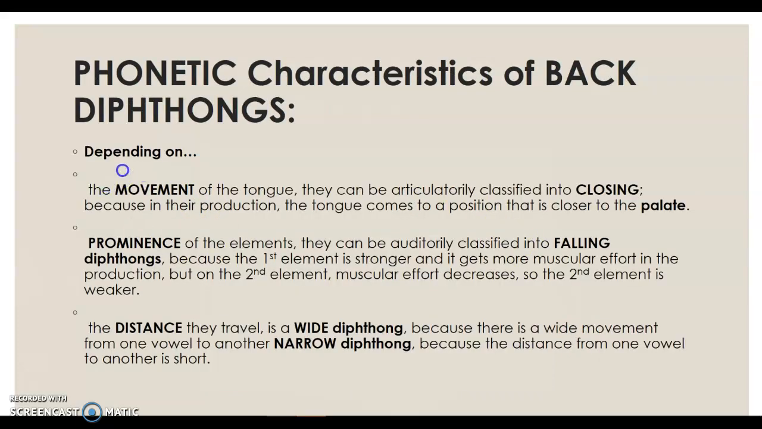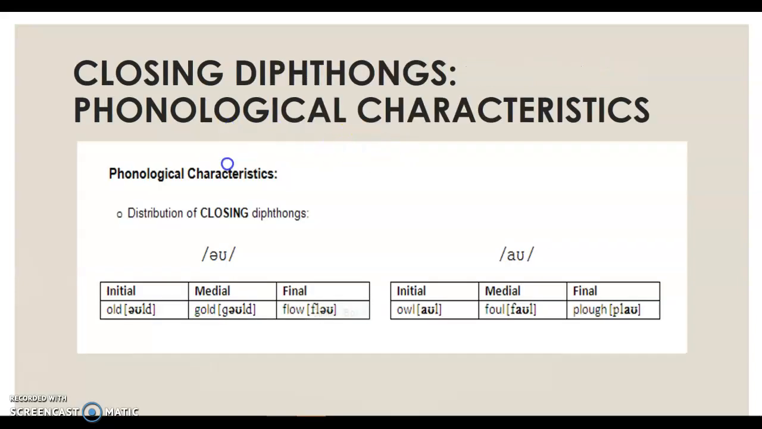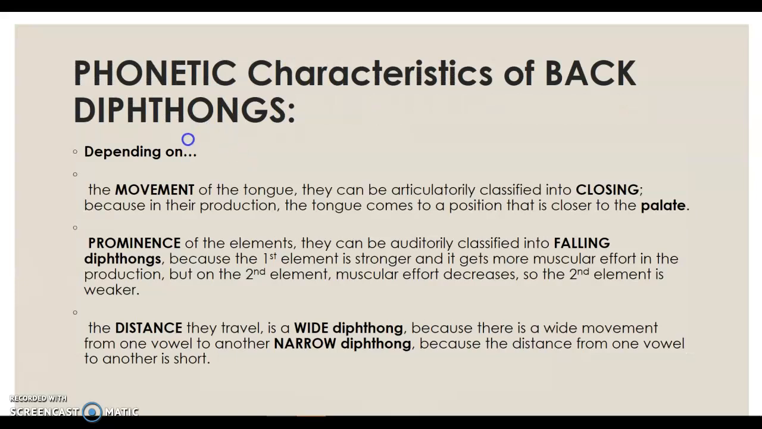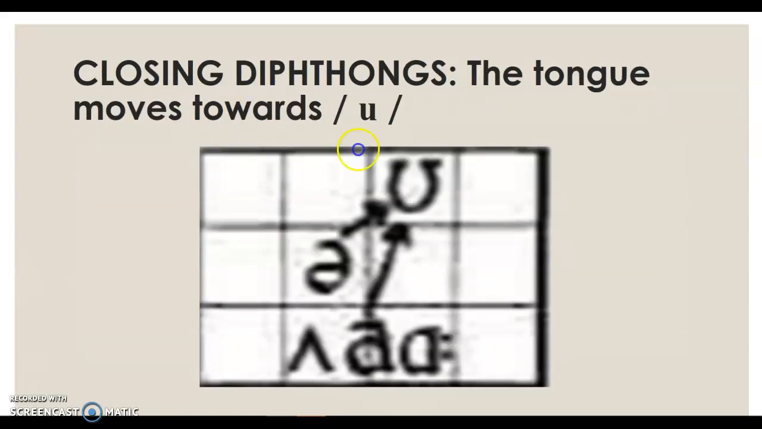When speaking about the movement of the tongue, we can see that they are closing diphthongs because the two sounds, the schwa and the A, move towards the U. So they move to a closing position. /əʊ/ and /aʊ/. Again, we say this is a closing position because the tongue will be close to the palate, that will be placed in this part of the chart.